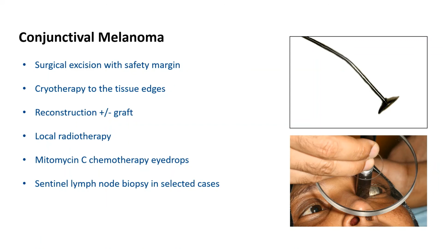So we treat these by surgical excision. We want to give a good safety margin around the lesion, often 3 or 4 millimetres, and then we apply cryotherapy, or freezing treatment, to the tissue around the cut edges, and that's to reduce the risk of local recurrence. Then you have to reconstruct the area that's been removed, and you might require an amniotic membrane graft to allow the tissue to heal. And then depending on what the pathologist finds, you might require some local radiotherapy or chemotherapy.